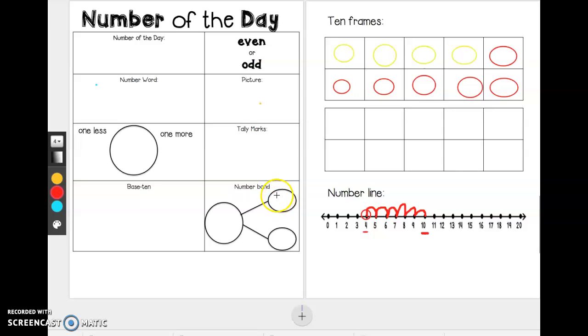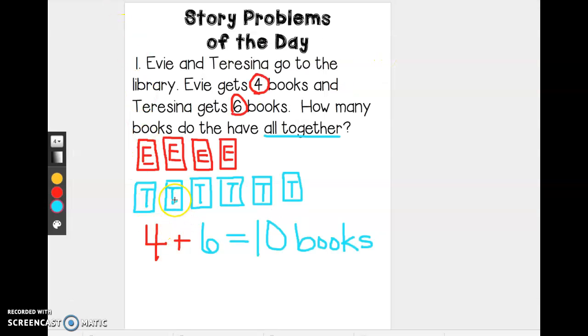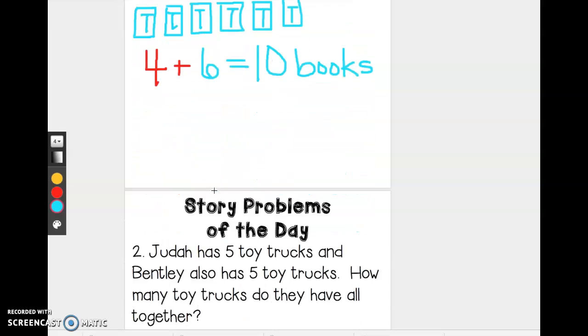Now in our number bond, we could show our parts. It's 4 plus 6 equals how many all together? What's our whole? It would be 10. So we can use all of those things to help us when we're doing our story problem. Whatever works best for you, whatever makes the most sense, then when you're using story problems, that's a good idea. You can draw a picture, you could use a number line, you could use your 10 frame.